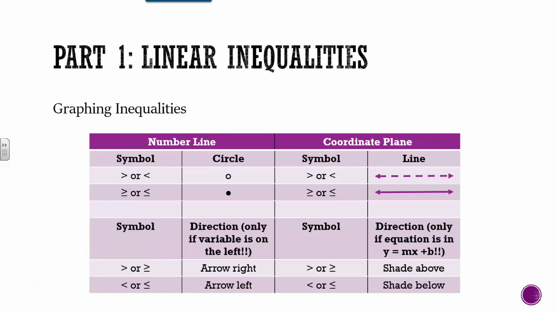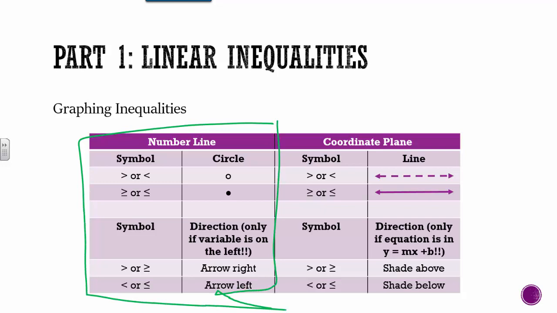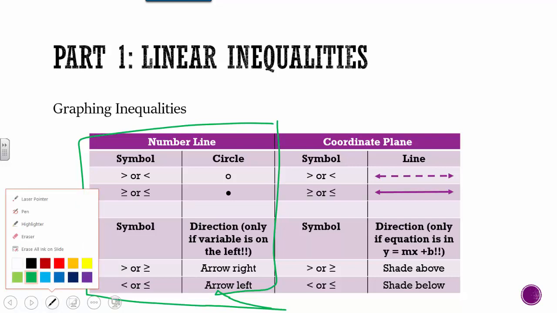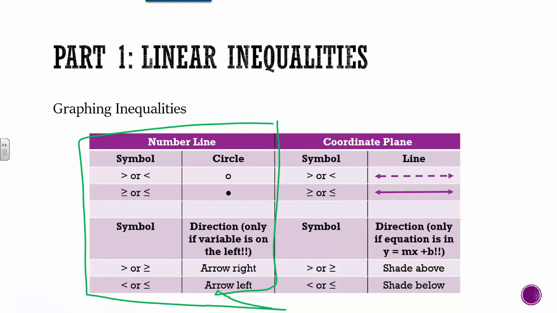So this is the stuff that we know right here. When you graph inequalities on a number line, we have two different symbols. The greater than or the less than is open. Greater than or equal to or less than or equal to is closed. Today, those symbols still get grouped together, so the greater than or the less than, but this time you make a dashed line. If it's greater than or equal to or less than or equal to, you make a solid line.